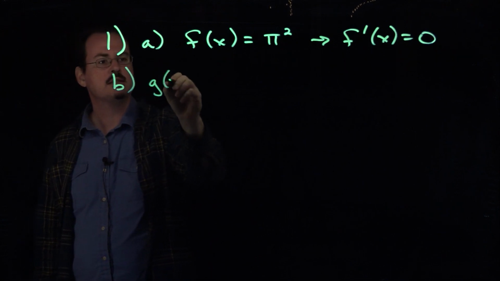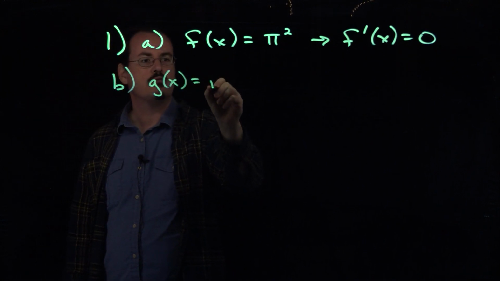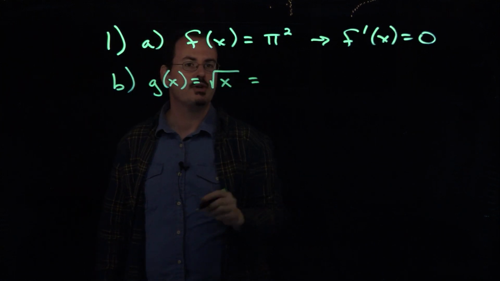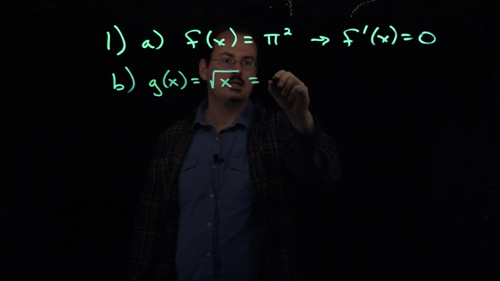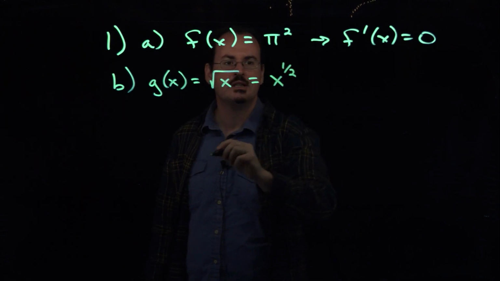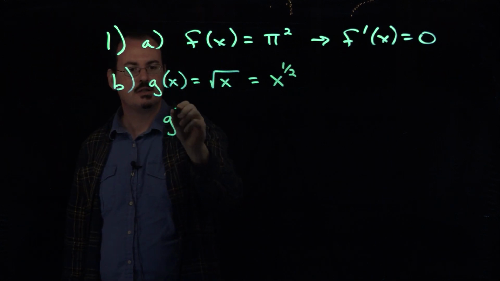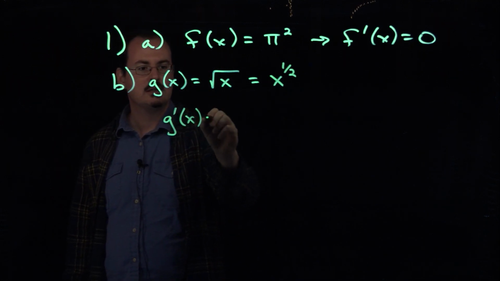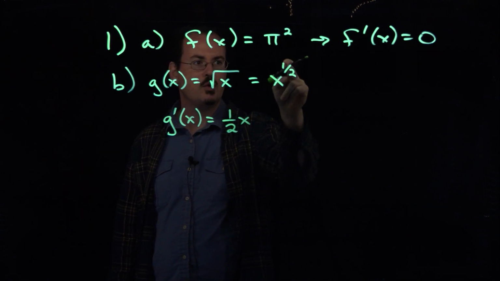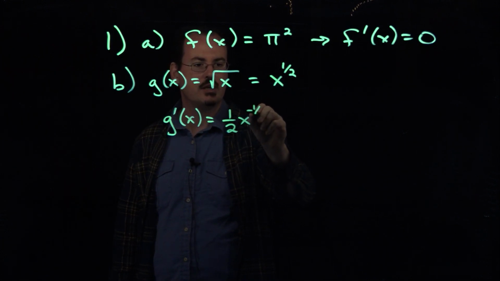OK, for the second one, we've got a function g of x is equal to the square root of x. And whenever you've got a root function like this, remember that you can use the power rule on it. But before you do, you have to write it as a power function. So in this case, when you have a square root, that's a 1/2 power. So for the derivative, just use the power rule. Take the 1/2, put it in front. So we get 1/2 x, then lower the power by 1. That gives us negative 1/2.